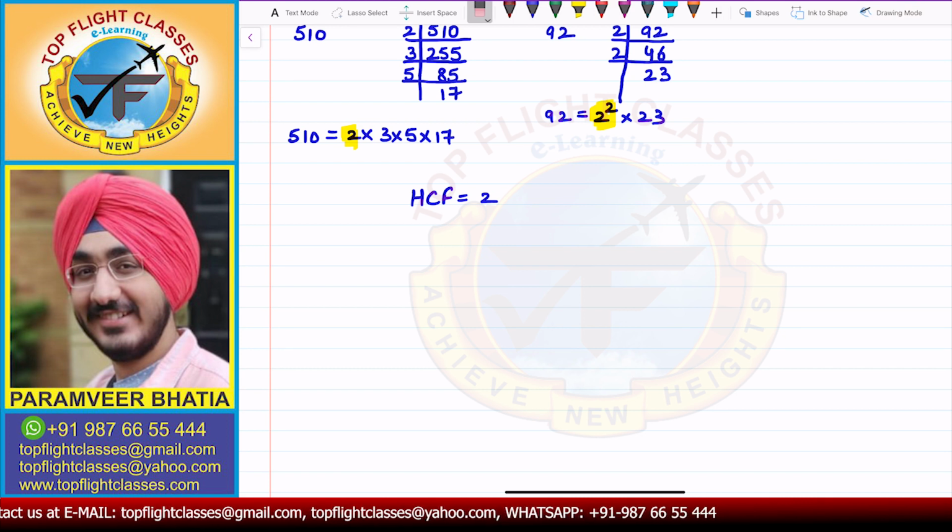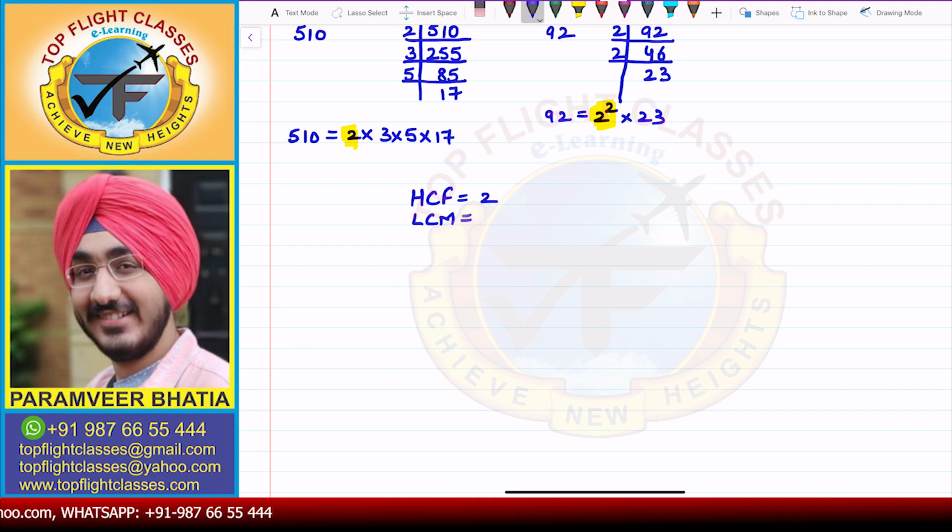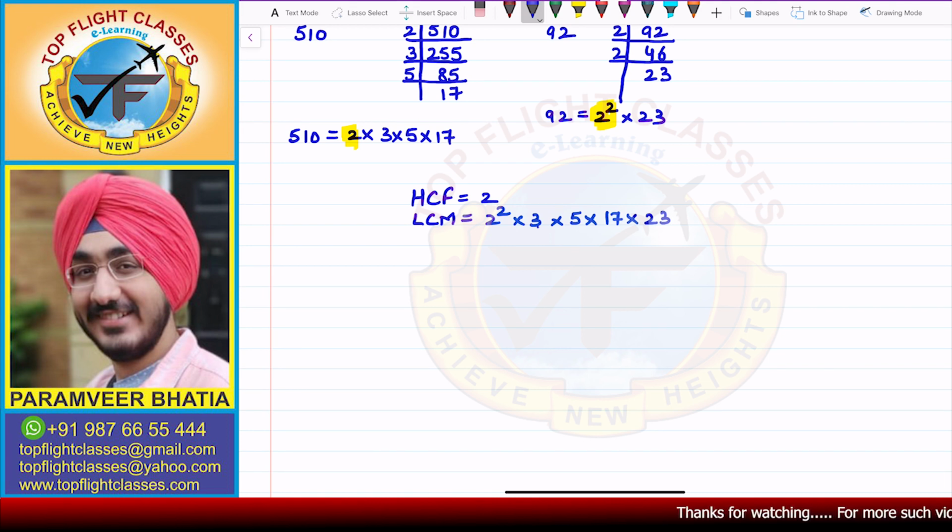Then if we talk about the LCM, LCM is the product of the greatest power of all the factors that are present. Okay, so the greatest power of 2 here is 2. So 2 square into 3 into 5 into 17 into 23. So this is the multiplication that we have to carry out. Now 4 into 3 is 12. 12 into 5 is 60.